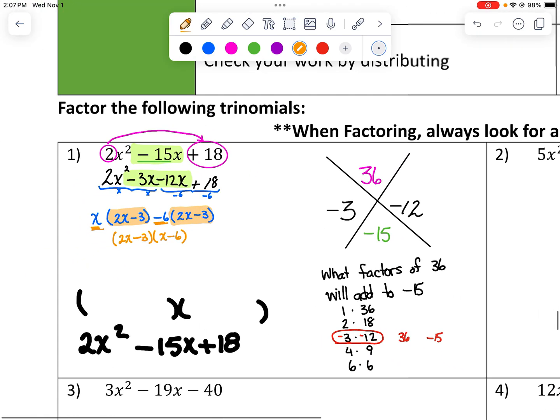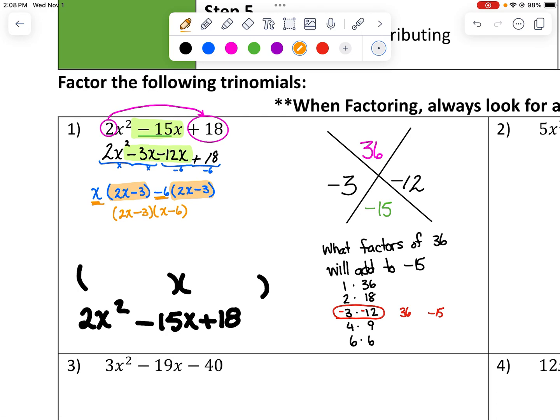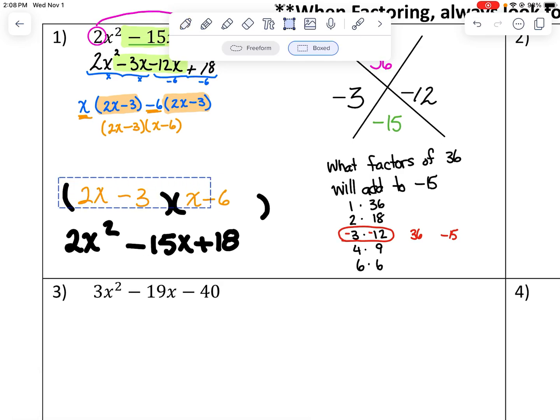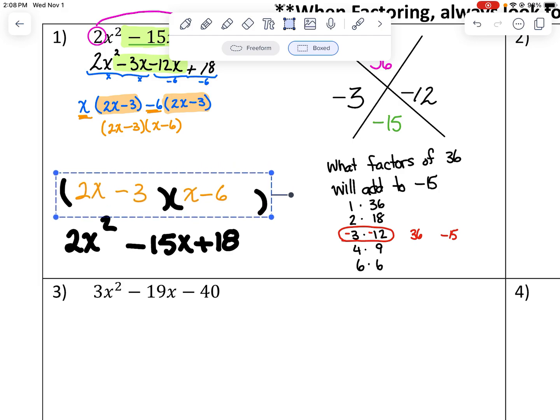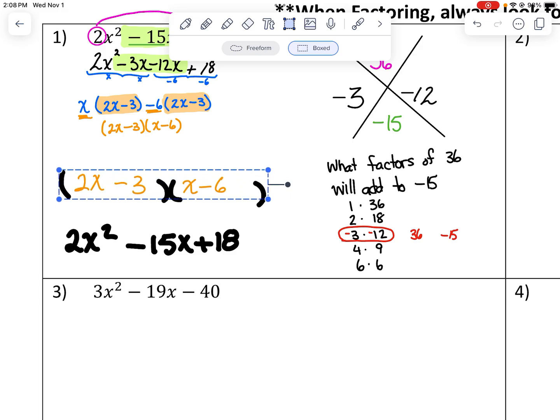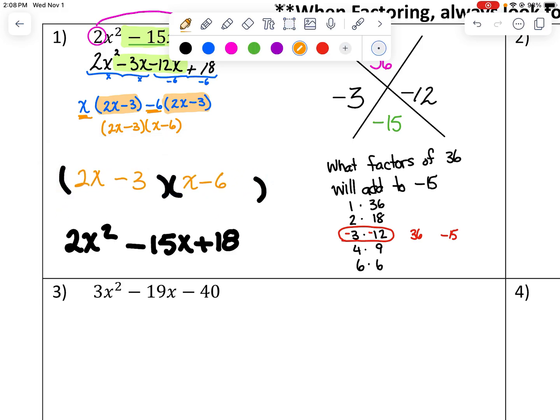And so remember what I said I wanted to do? I wanted to figure out what factors would get me what I started with. So let's just see if I'm right. We're going to say this is the answer. If that's the answer, and I distribute back, 2x times x is 2x to the second power. 2x times negative 6 is negative 6x. Negative 3 times x is negative 3x.